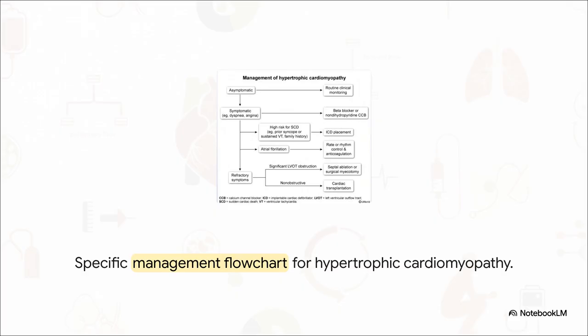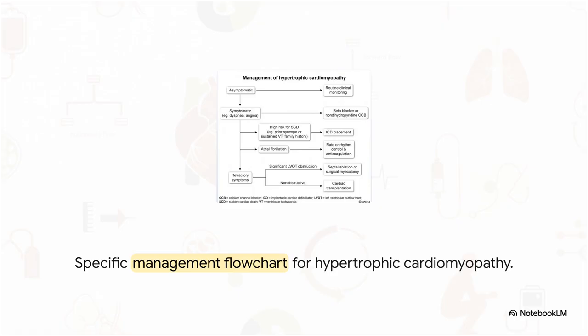So how do we manage HOCM? It requires a highly specific approach. If they're symptomatic, you go with beta blockers or non-dihydropyridine calcium channel blockers. Why? Because slowing the heart rate increases diastolic filling time, which increases the blood volume in the left ventricle. That extra volume literally pushes that thickened septum away from the mitral leaflet, relieving the obstruction.